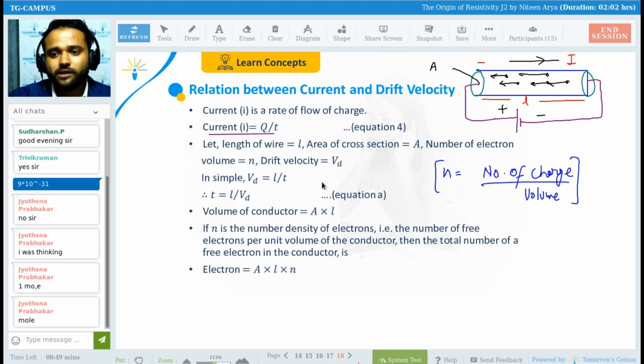Velocity is length upon time. Suppose this is your length, and this electron takes time from this end to this end in the wire. So this is your drift velocity in simple words. Just forget about the whole Vd relation, average and so on. In simple words, what is velocity? Displacement upon time, distance upon time, length upon time. Is this clear, everyone? Tell me, is this clear till now?